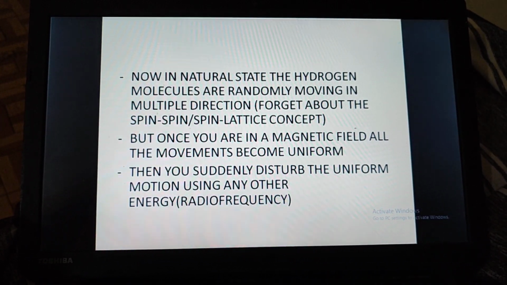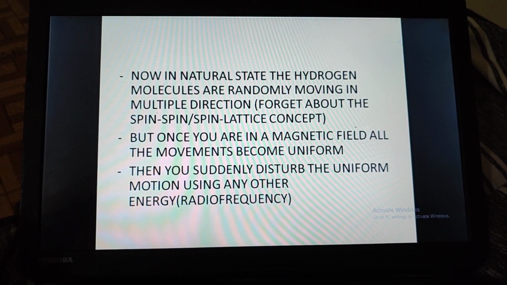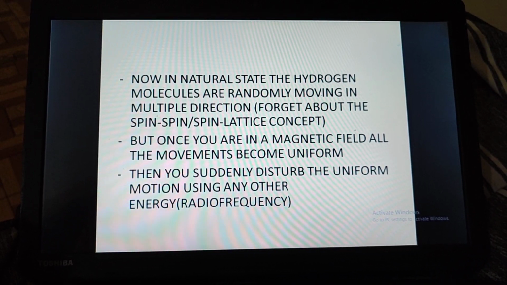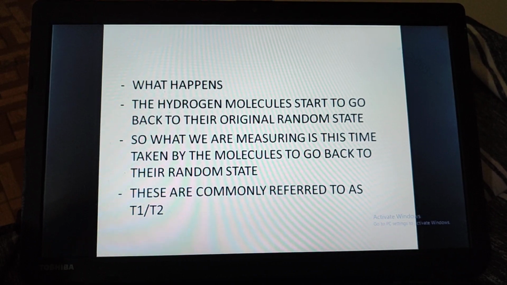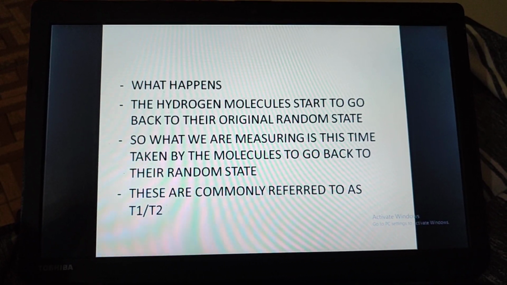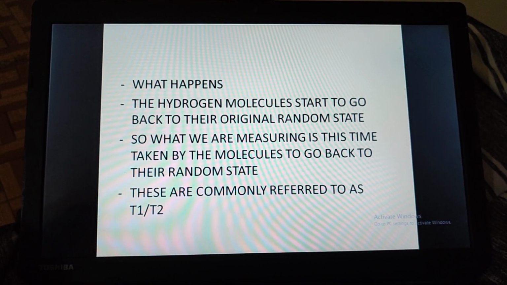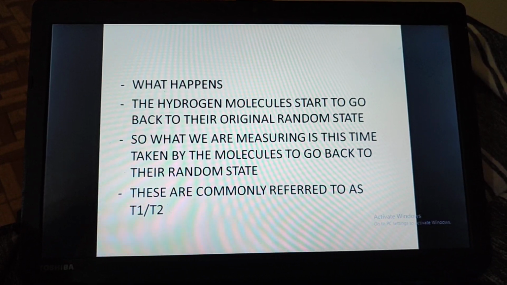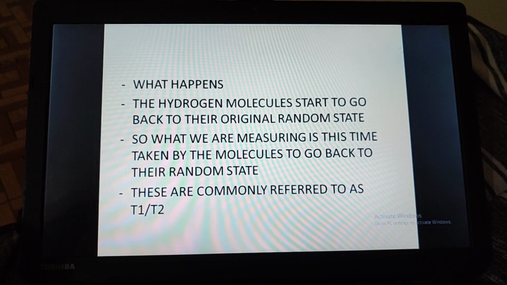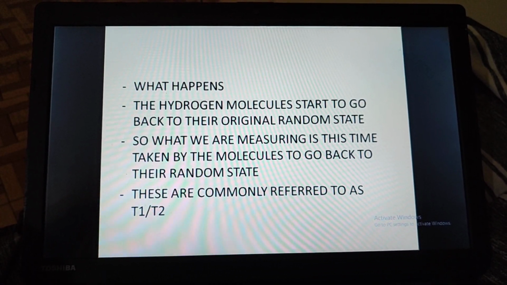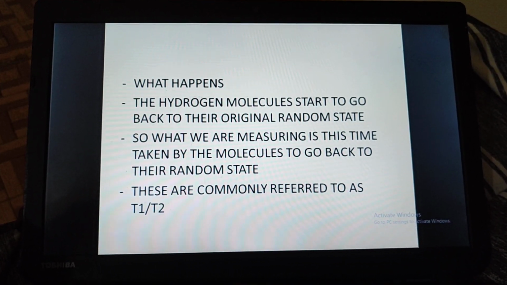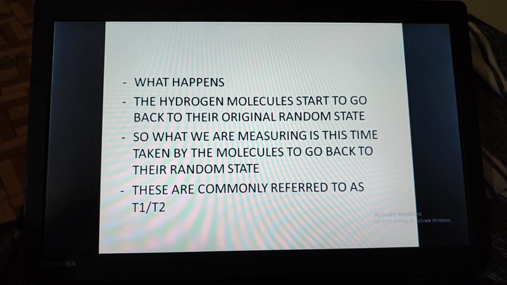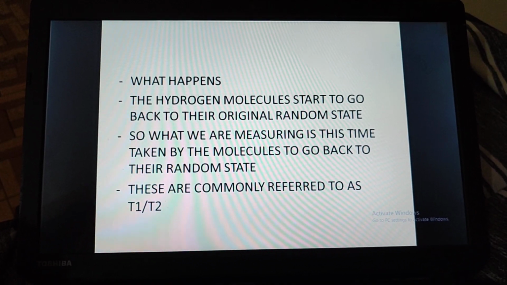Then you suddenly disturb the uniform motion using another form of energy, let's say a radio frequency wave or radio frequency energy. So what happens? The hydrogen molecules start to go back to their original random state. So what we are measuring is the time taken by the molecules to go back to their random state. What you need to remember is that initially the molecules are in random motion. Then once you are inside the magnet, they become uniform. Then you provide some energy. Then they again start to go back to the original state.